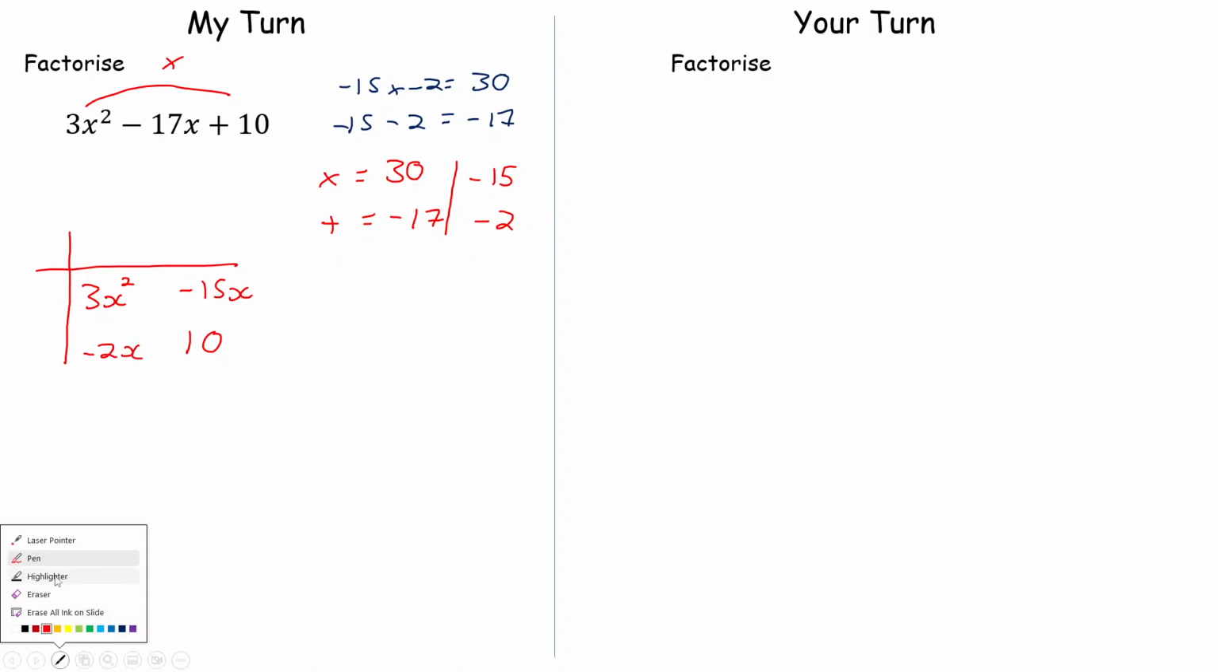Now, we've got to factorise this grid, and just to show us again, what's in the grid is what you've got in the quadratic. You've got 3x squared, which is up there. You've got minus 15x, minus 2x is minus 17x, and you've got a 10 up there that you can all see.